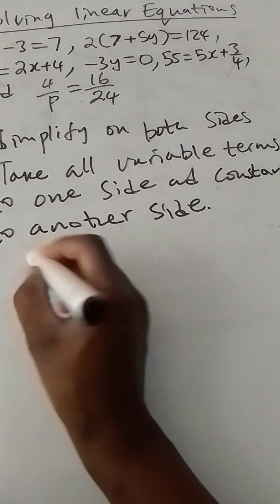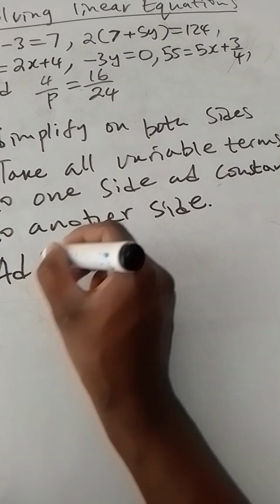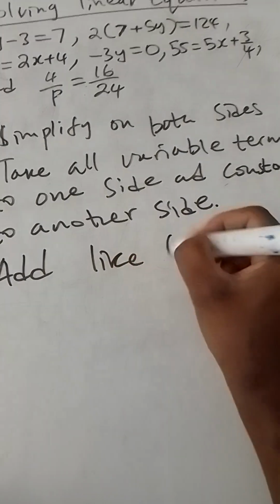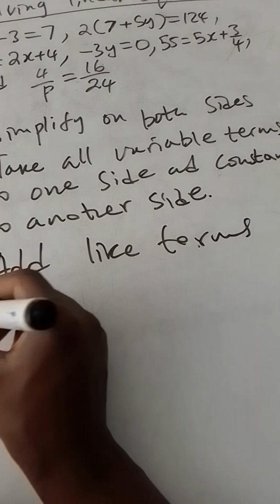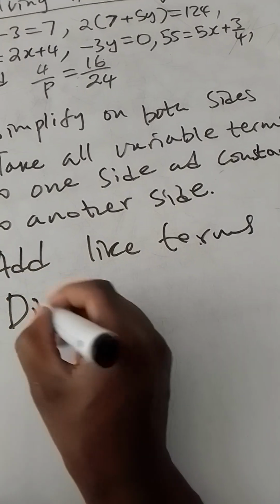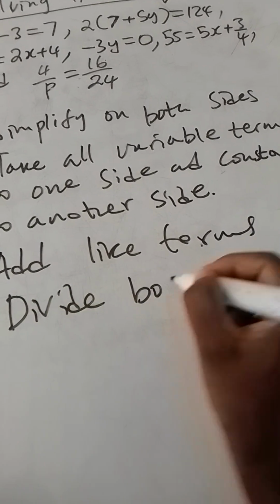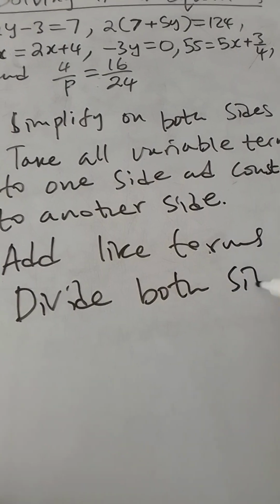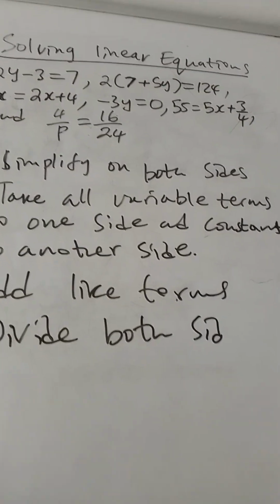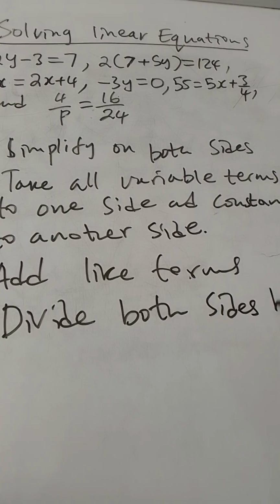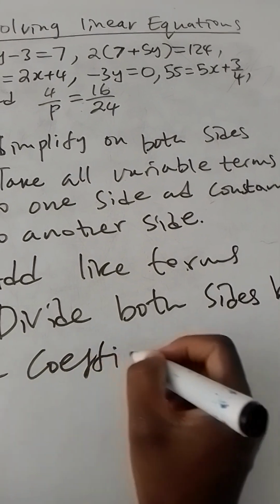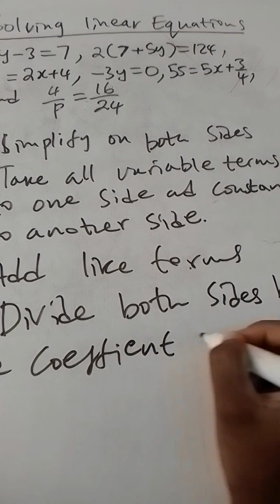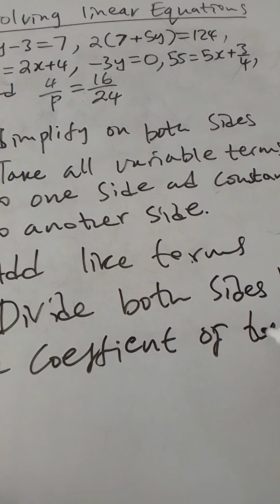Step number 3, add like terms. And then step number 4, divide both sides by the coefficient of the variable.